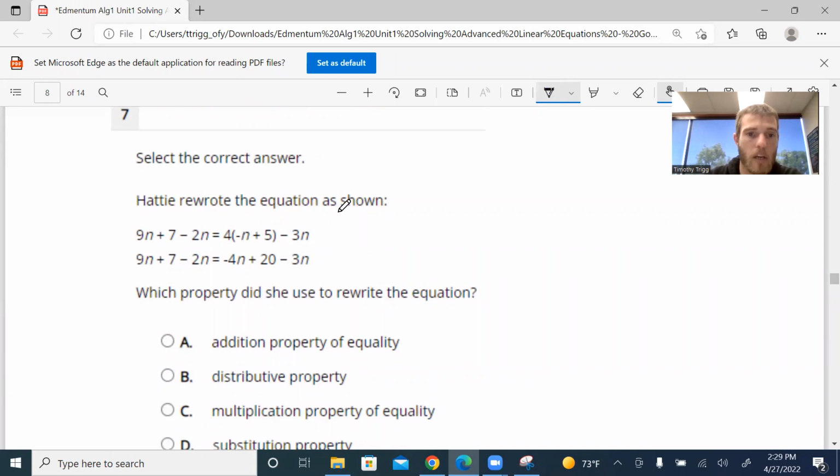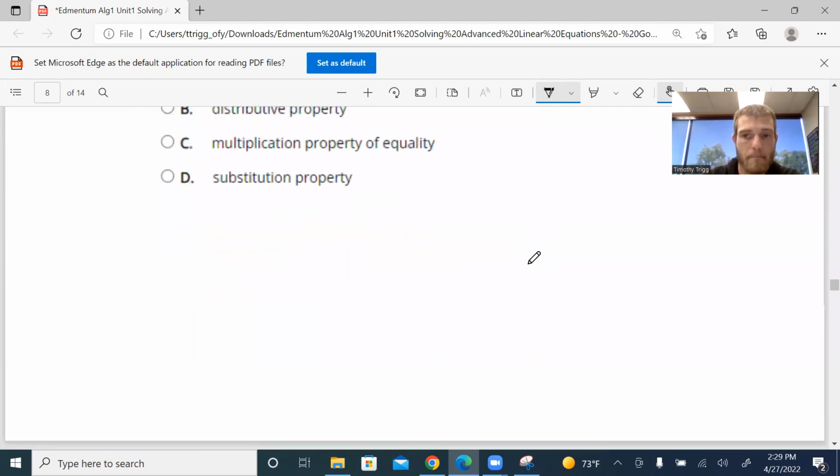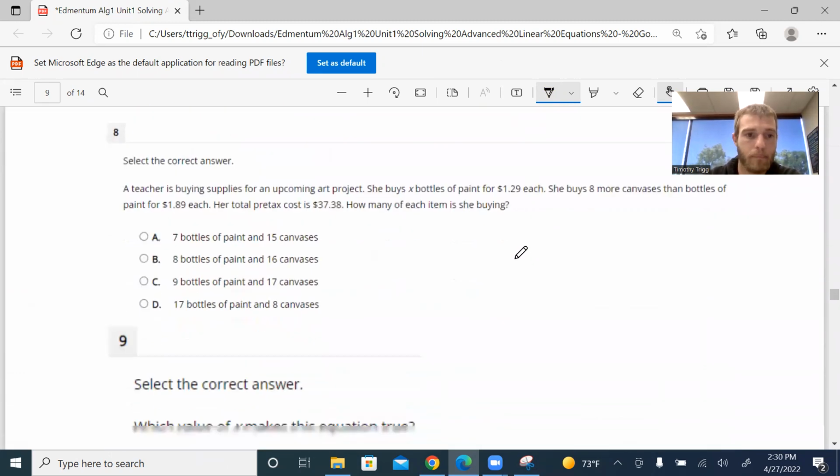Haiti rewrote the equation as shown. Okay. Which property did she use to rewrite the equation? You can see that the difference between these two equations, she multiplied this 4 into this parentheses. Which property is that? We've gone over it a lot.